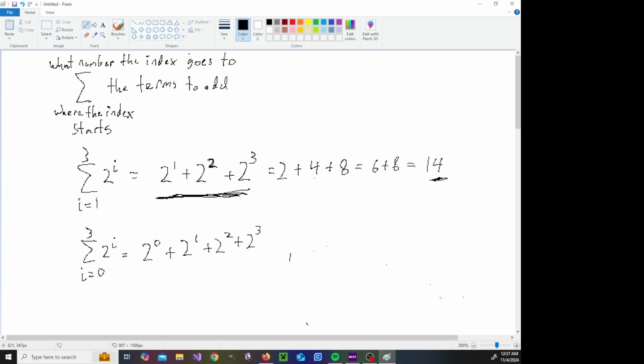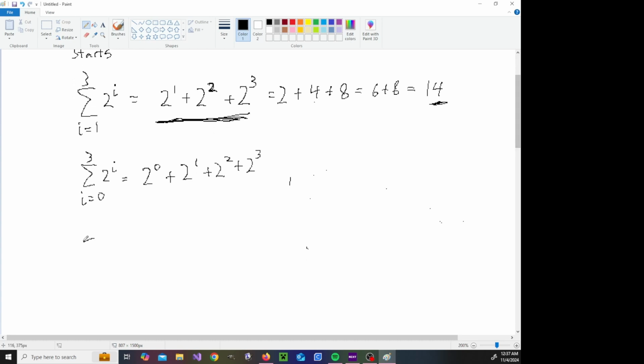So the top number is not telling you how many terms we have. This top number is telling us what number the index goes to, the last index number we plug into that index step right there. So this is sigma notation. And again, right now, this idea is just getting familiar with it.